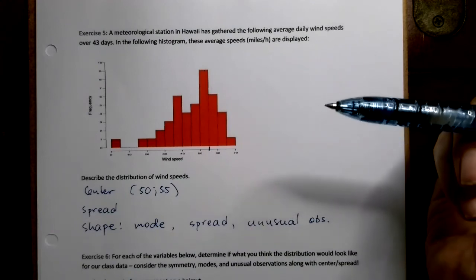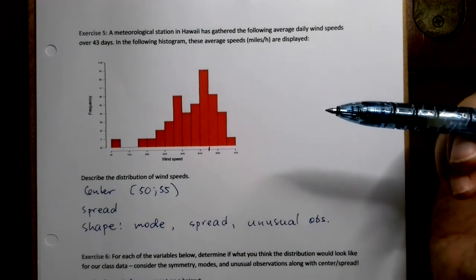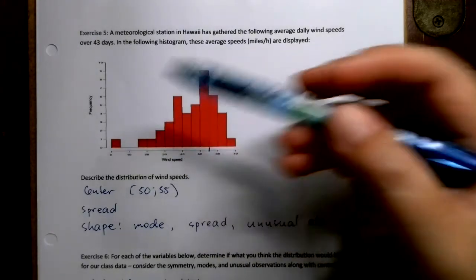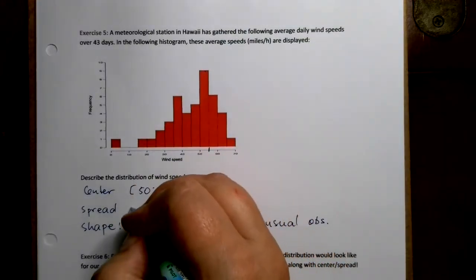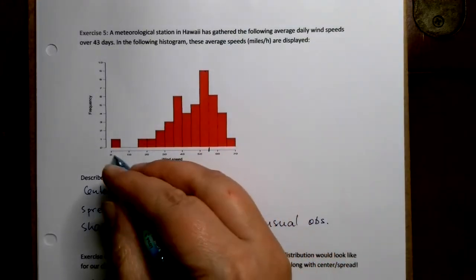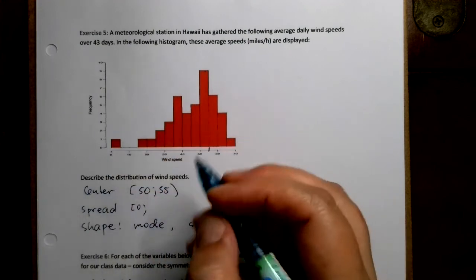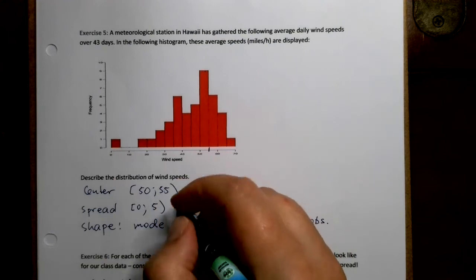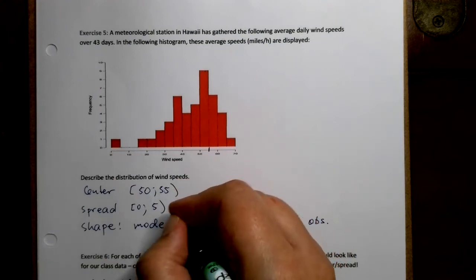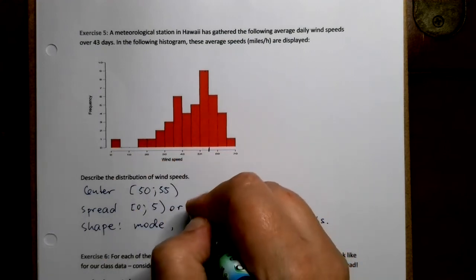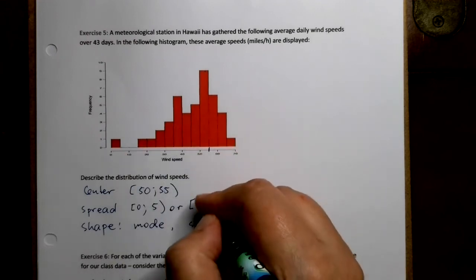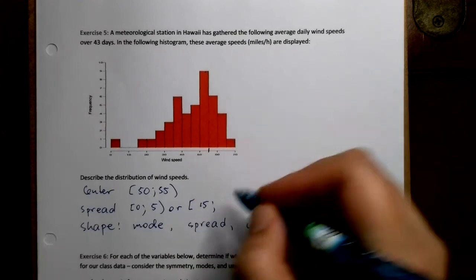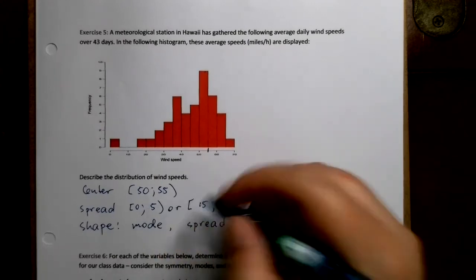Okay, now the spread. What is the spread of this data? Well, the lowest value is right here, from 0 to 5. And then there is a gap. Then we start again with 15 and go over to about 70. Okay, so that's the spread.